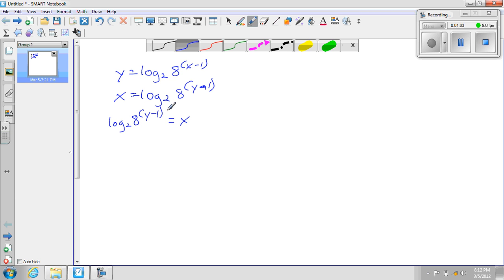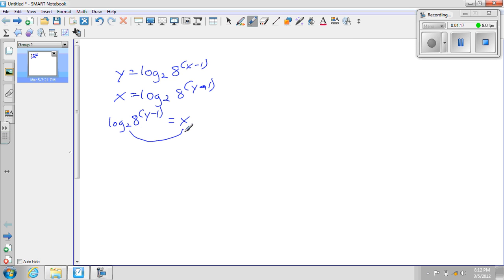So what this is telling me is that I want to know 2 to the exponent of x is equal to 8 to the y minus 1. I'm moving my 2 over here, bumping that x up to be its exponent. So I have 8 to the y minus 1 is equal to 2 to the x.